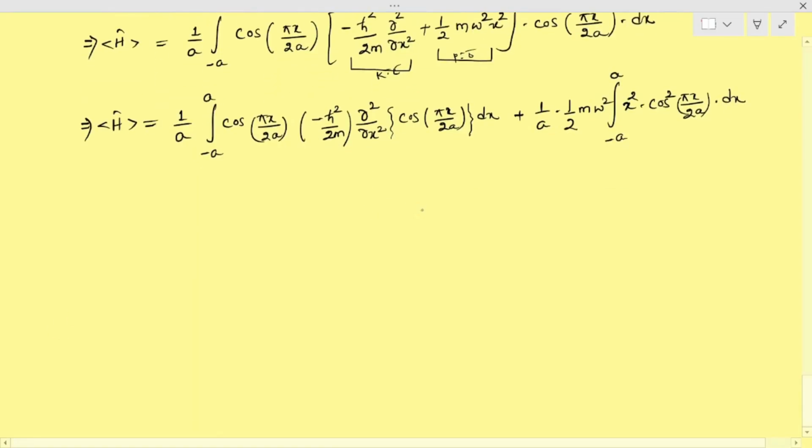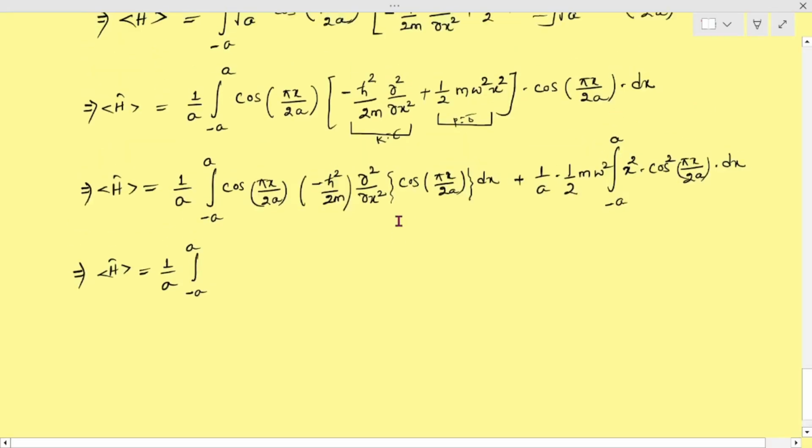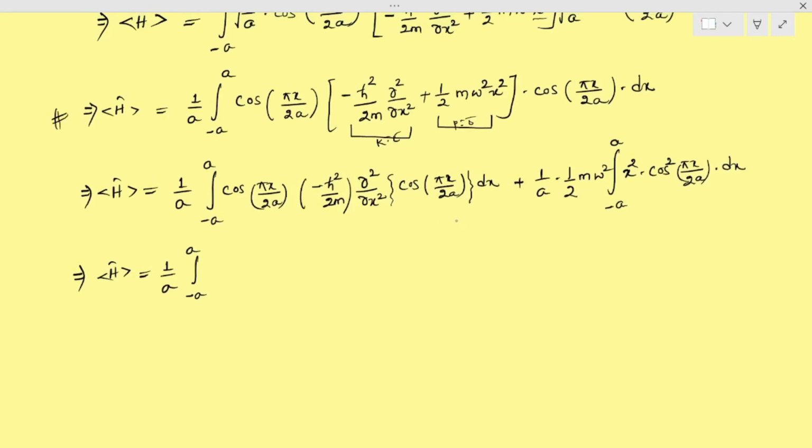Okay, that implies the expectation value of the Hamiltonian will be 1 by a, integral from minus a to a. Here you can omit this step in your exam. It will be cos pi x by 2a into minus h cut square by 2m, already there.